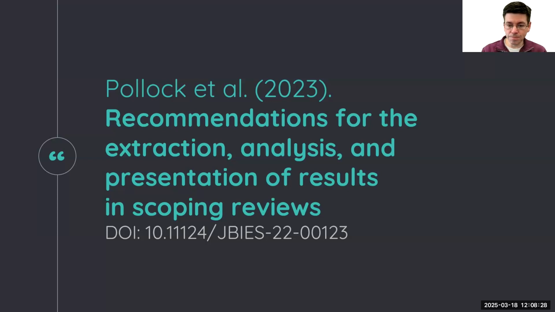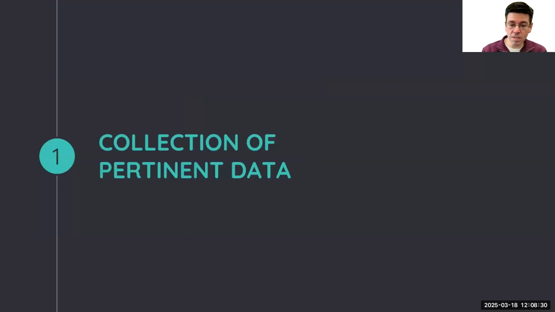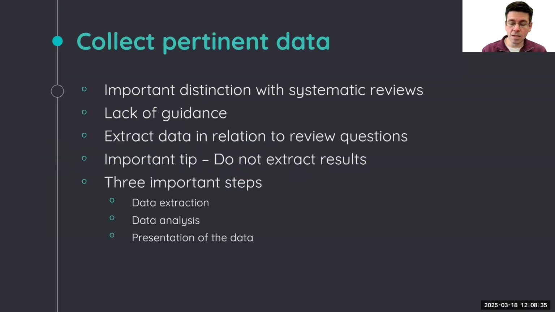So one of the key points, obviously, in terms of reporting findings from a scoping review is to collect pertinent data. So there's an important distinction between systematic reviews and scoping reviews in terms of what is presented. One thing I'm going to repeat a few times in this video is the fact that guidance for extracting data in the context of a scoping review tends to recommend that we do not extract results, but rather present information about the studies that have been conducted and general conclusions, but we don't have to go to the granular level that a systematic review would in terms of numbers and statistics and data.